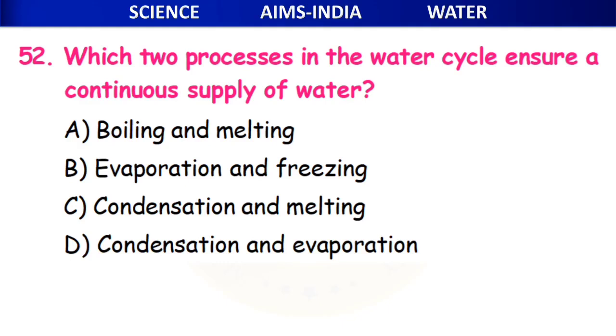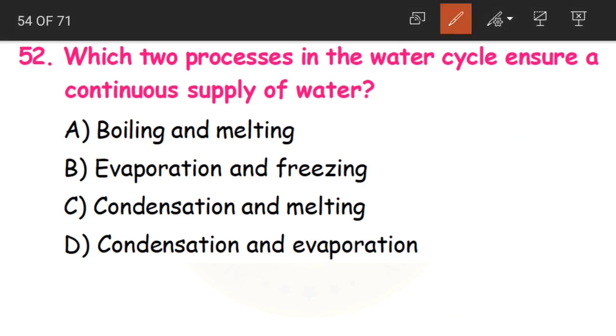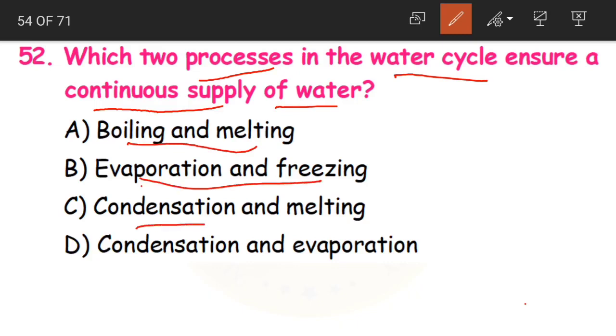52nd question. Which two processes in the water cycle ensure a continuous supply of water? So what are the two processes in the water cycle which are going to ensure, in the sense confirm, like a guarantee, a continuous supply of water: either boiling or melting, or evaporation and freezing, or condensation and melting, or condensation and evaporation. And the answer is condensation and evaporation. Because of this condensation and evaporation, there is a continuous supply of water.